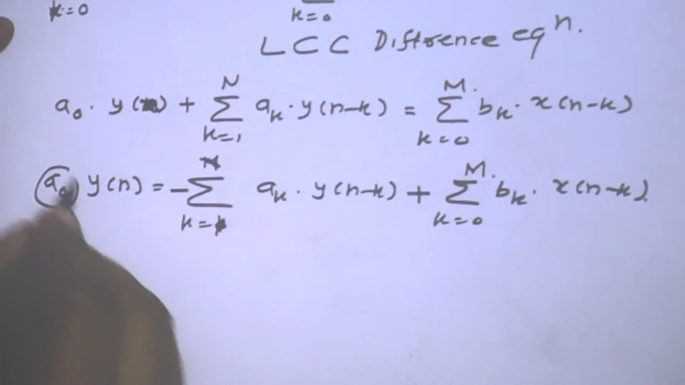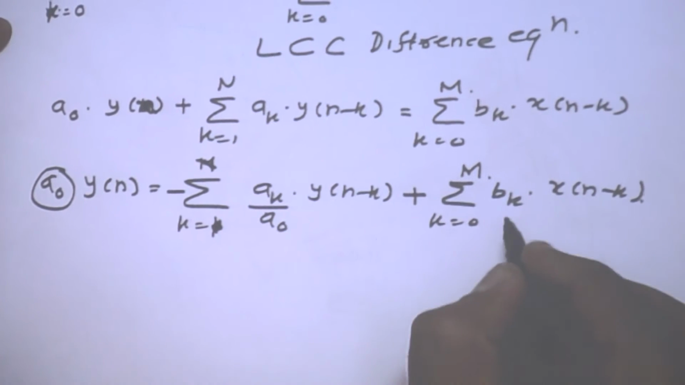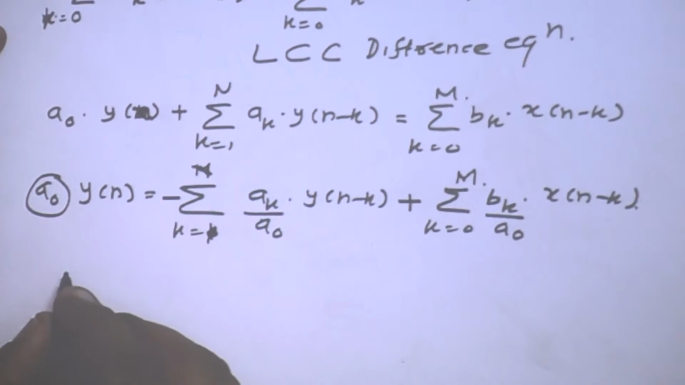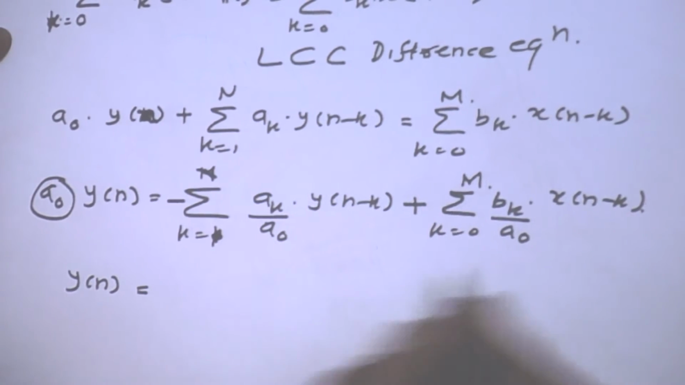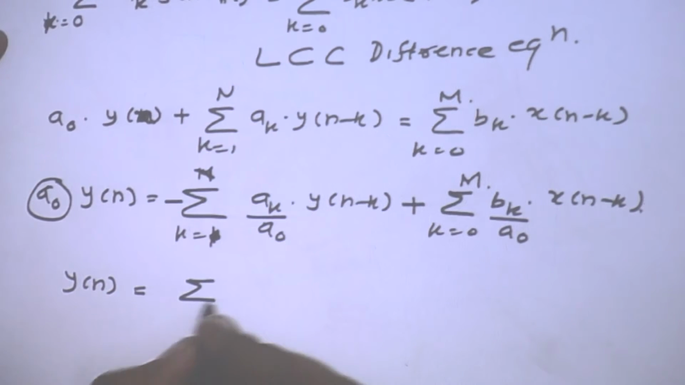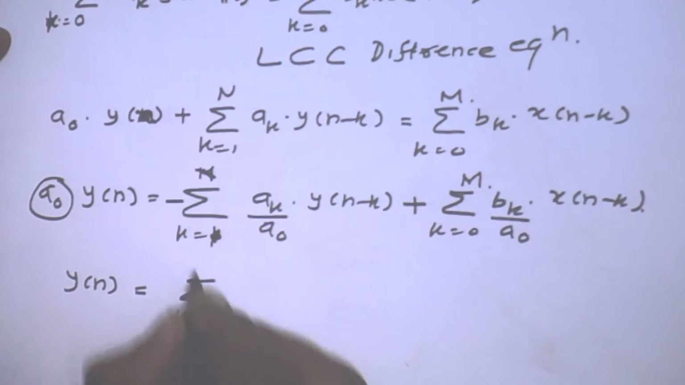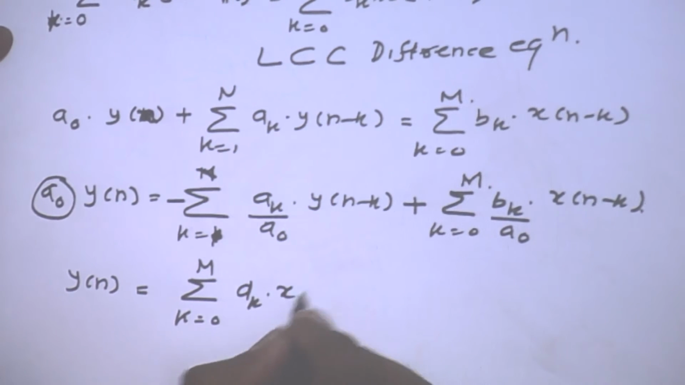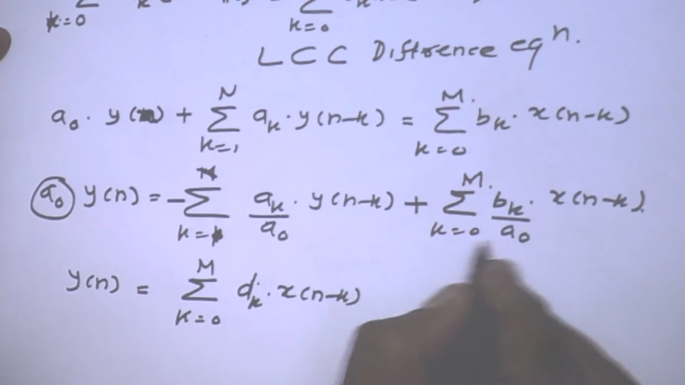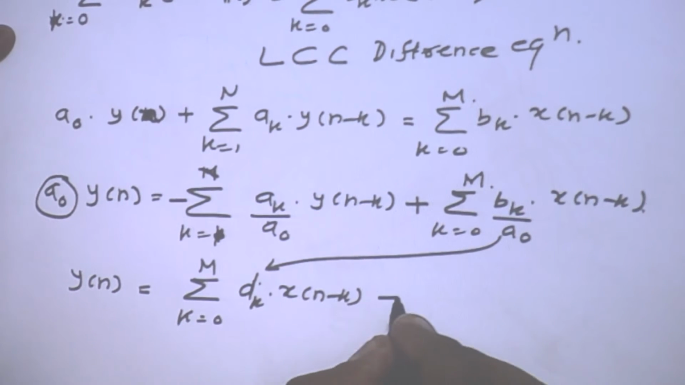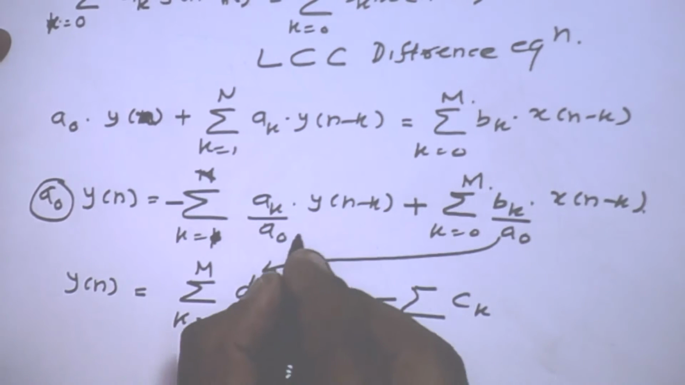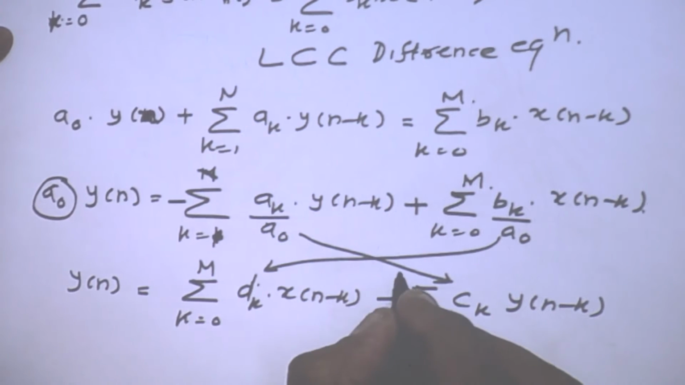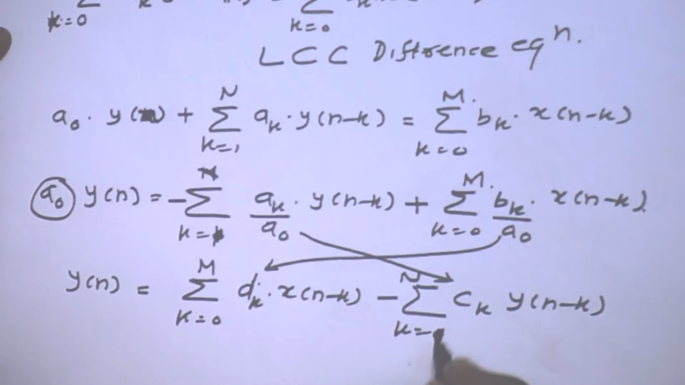Then I take this a0 to the other side. So this becomes ak by a0, this becomes bk by a0. Now what happens? This can be written as y of n is equal to, I write this first, summation of k going from 0 to m, I define this as dk, dk times x of n minus k, minus summation of, I define this as ck, ck times y of n minus k, k going from 1 to n.